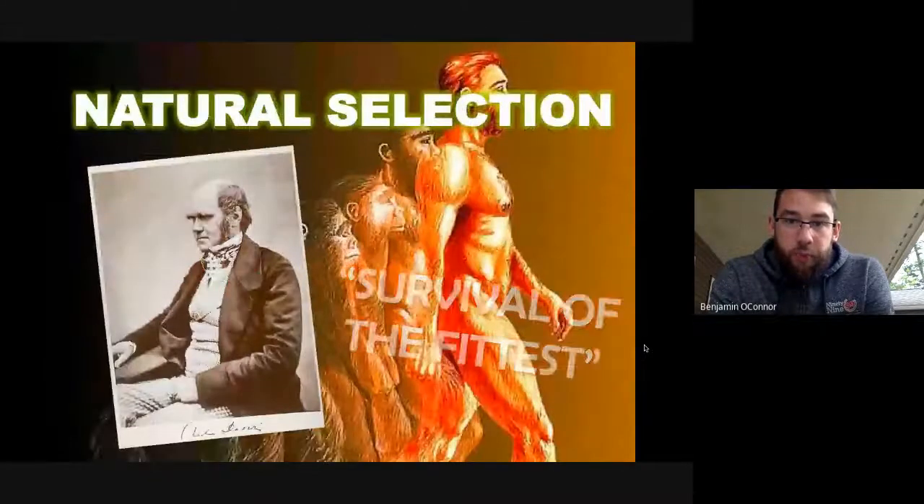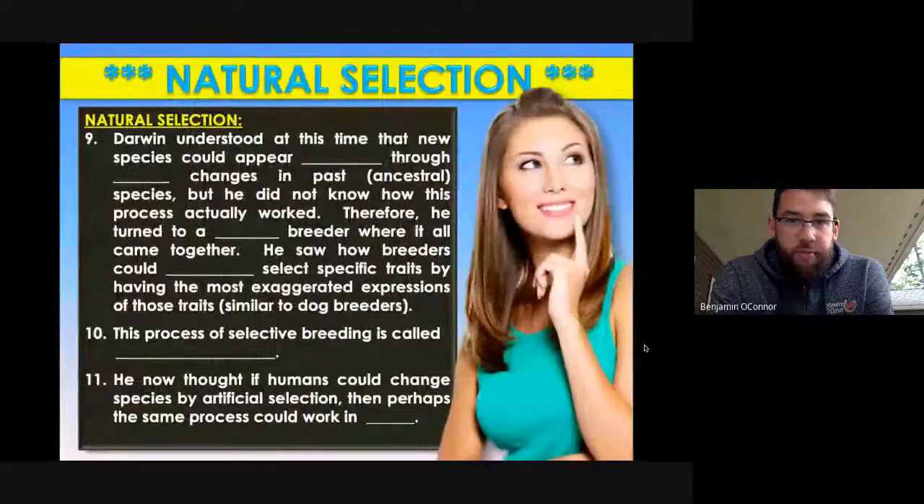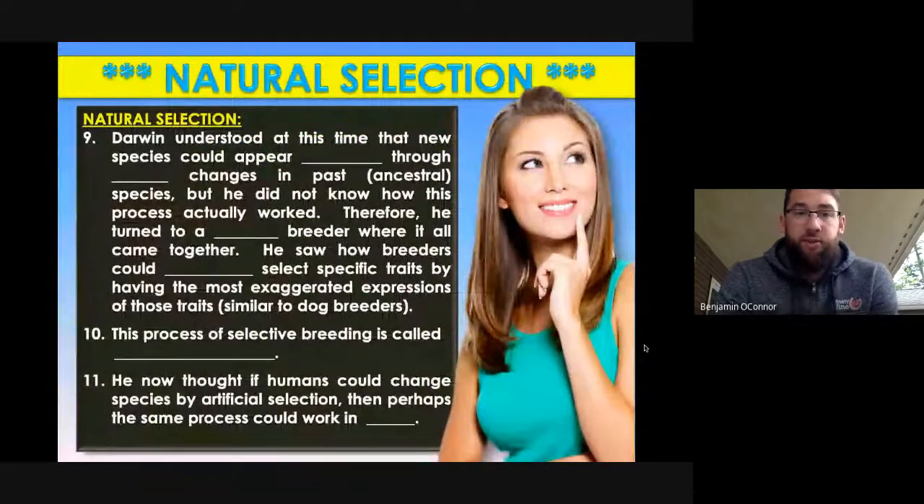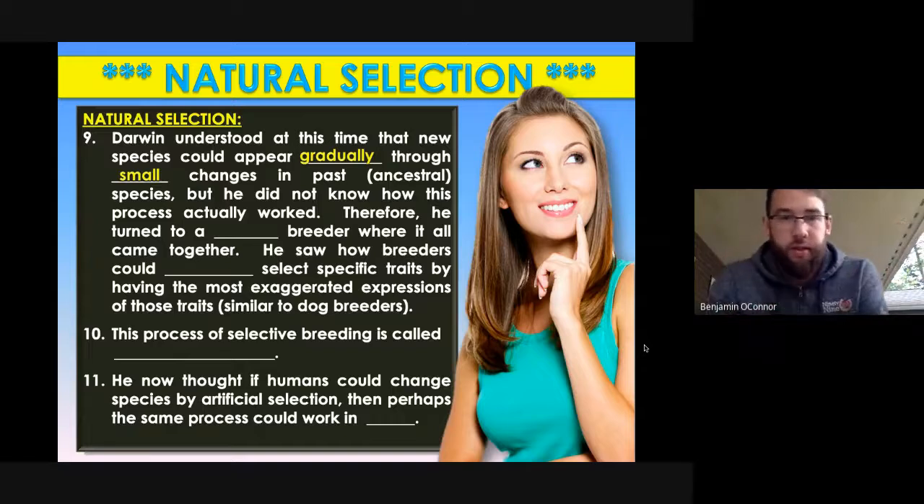And so we're going to go into something that's pretty much going to explain the phrase survival of the fittest, right? And so natural selection, all right, big important time. Darwin understood that new species could appear gradually through small changes in past ancestral species, so that's the common ancestors, but he did not know how this process actually worked. Therefore, he turned to a pigeon breeder where it all came together.